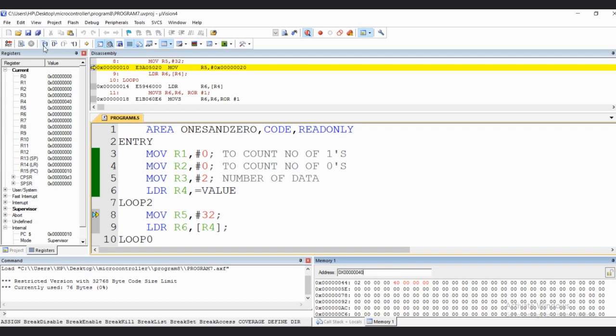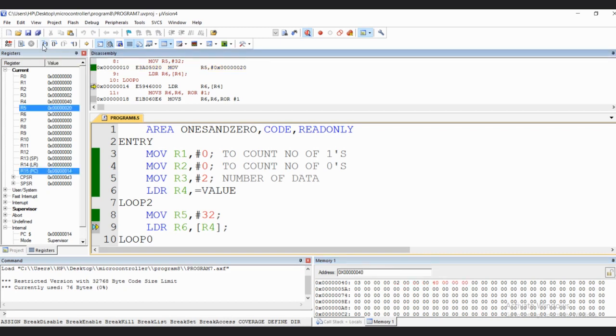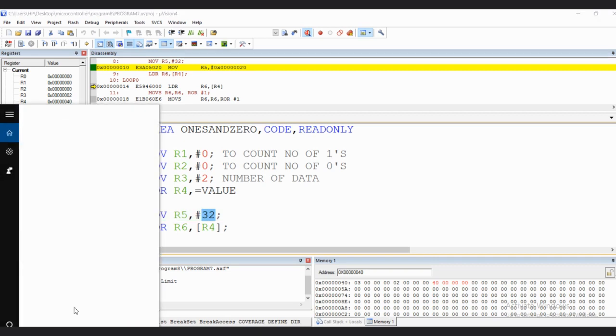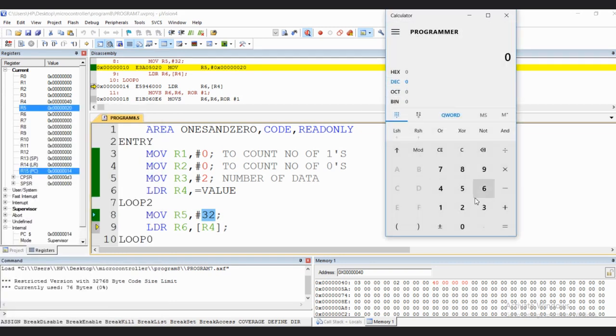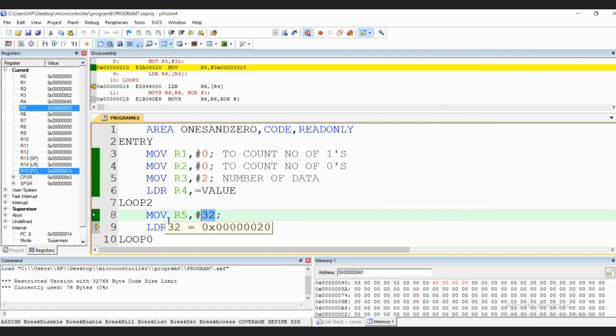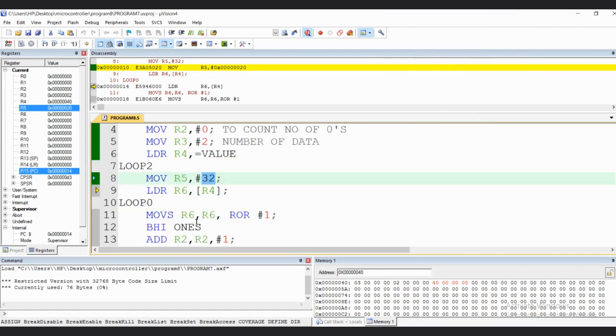After that, R5 is copied with 32. Here this is decimal 32, which is equal to hexadecimal 20, which will be stored in R5. After that the content of R4 will be copied to R6.